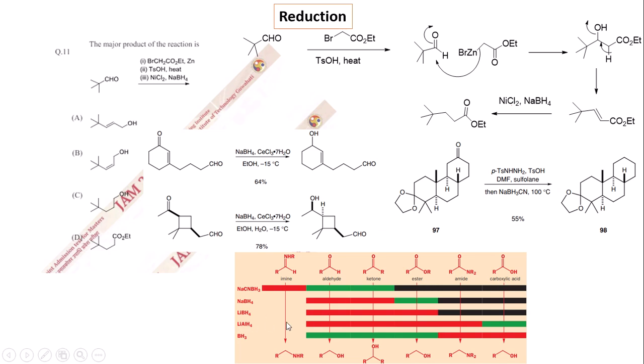And lithium aluminum hydride has the capability to produce different types of alcohols, and the very interesting point is that amide can be reduced to the alkane. And borane can reduce carboxylic acids.